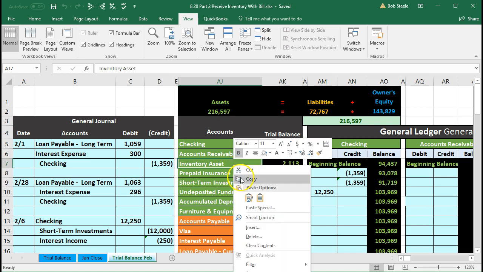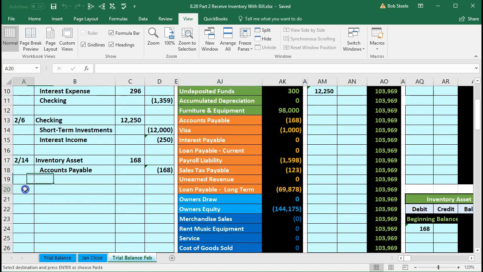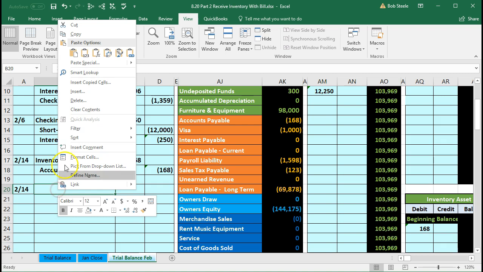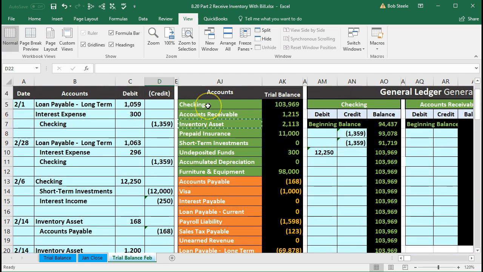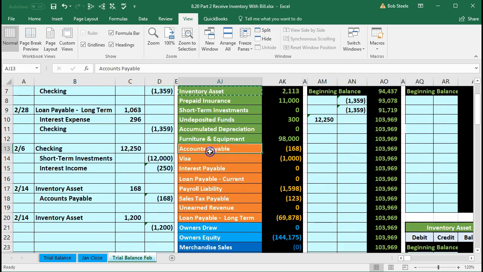So I'm going to copy the inventory, and I'm going to scroll down to 2/14 and cell A20. That's going to be the date. And we're going to right click and paste 123, the inventory, and that's going to be 1,200. So then we're going to credit something for 1,200 as well. It's not going to be the checking account. Cash isn't going down. The good thing is not going down. What's happening is the bad thing is going up. That bad thing, the liability of accounts payable.